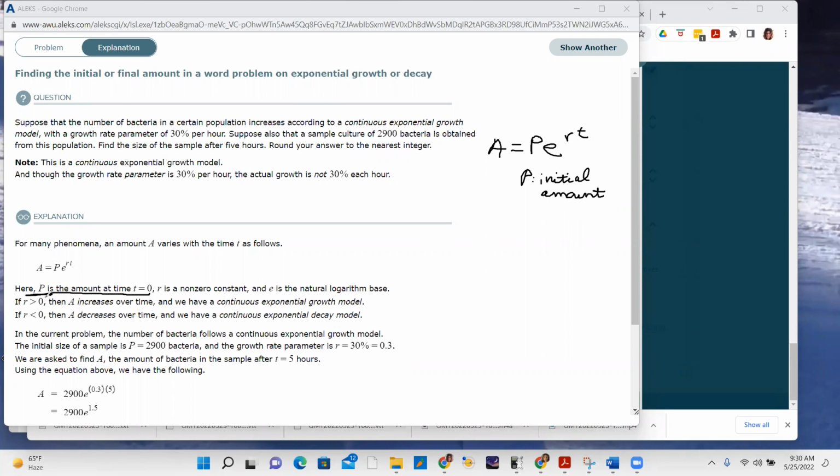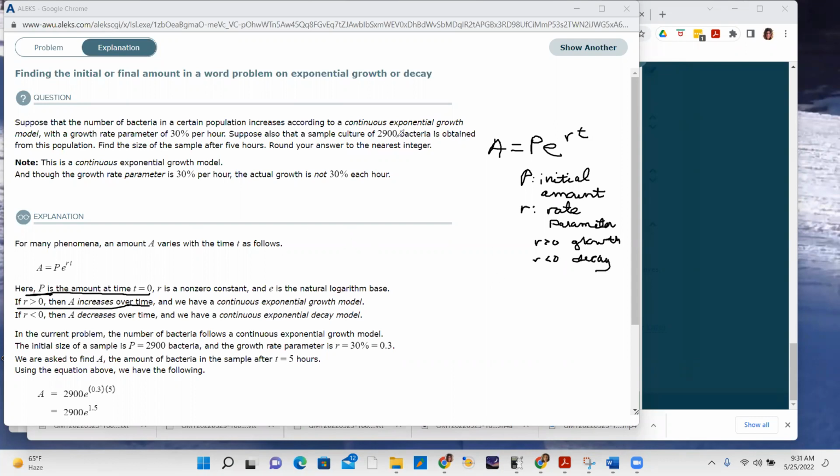And then R is a rate parameter. It's basically how quickly something is going to grow or decay. When something's growing, R is positive and the amount increases over time. If R is negative, it decreases. So hopefully that's very intuitive: when it's positive, you get growth, and when it's negative, you get decay.